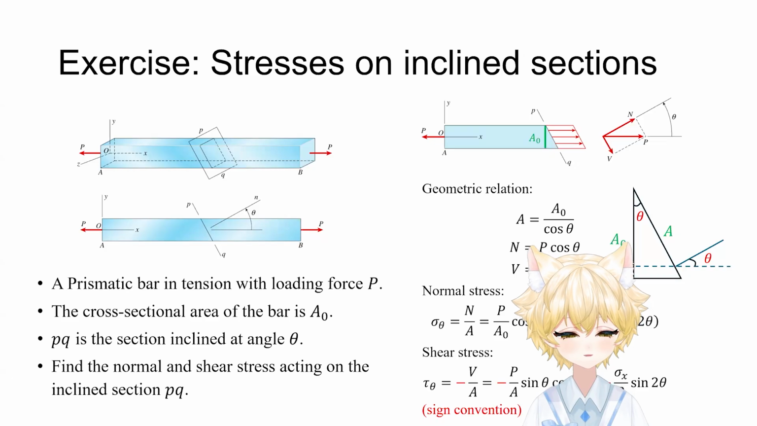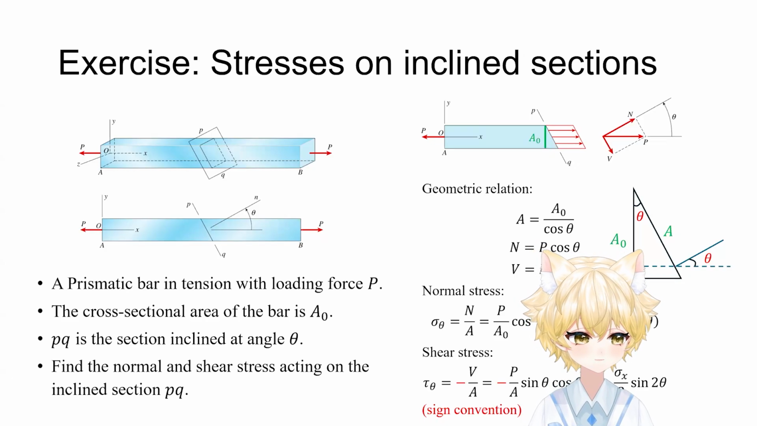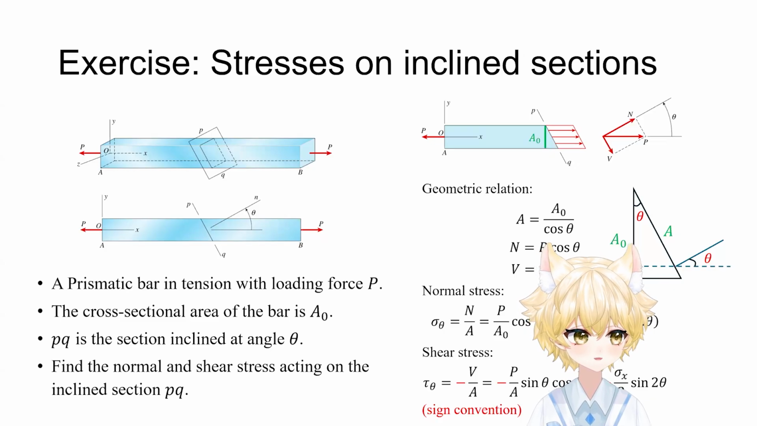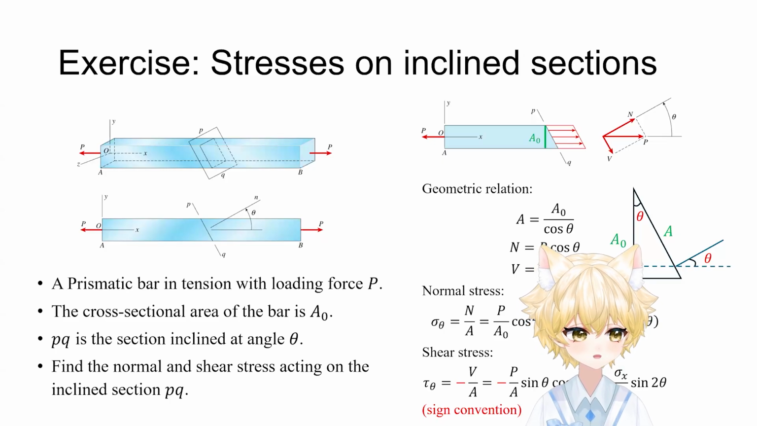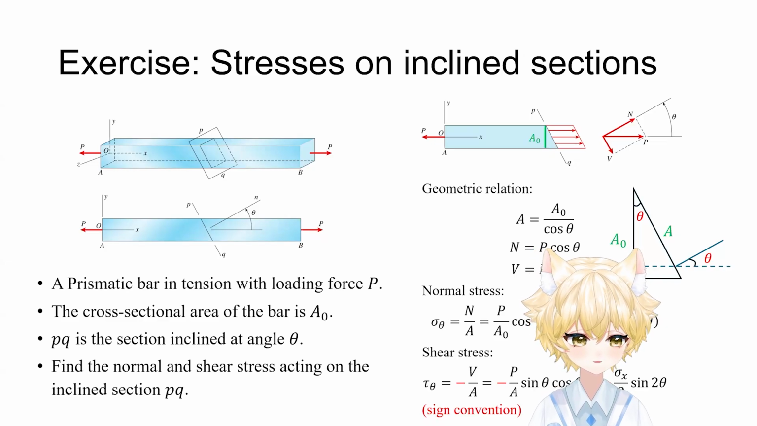And the shear stress equals the magnitude of shear force divided by the new area, which is V over A. Remember, we haven't talked about the sign convention yet, but if you consider the sign convention, there should be a negative sign here, right? So it's negative V over A equals negative P over A0 times sine theta times cosine theta. And you can use the trigonometric function to get, okay, sine theta cosine theta equals half sine 2 theta, right? So you get these two functional forms.